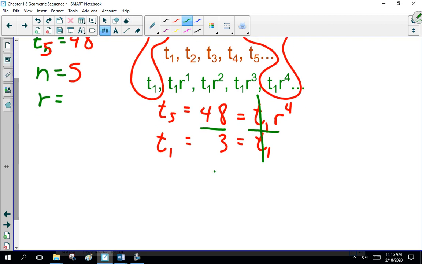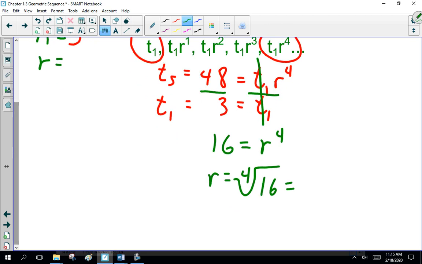So what's T1 to the 4 divided by T1? So r is the 4th root of 16, which is? Now careful, it's an even root, which means... You should remember from Math 10: an even root could be negative.